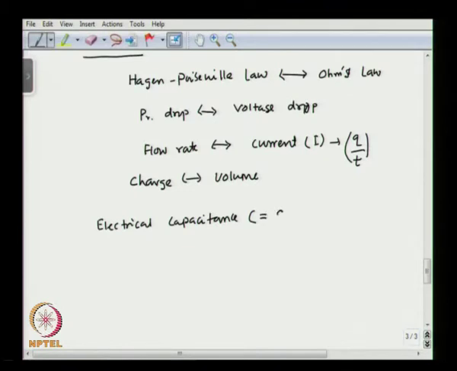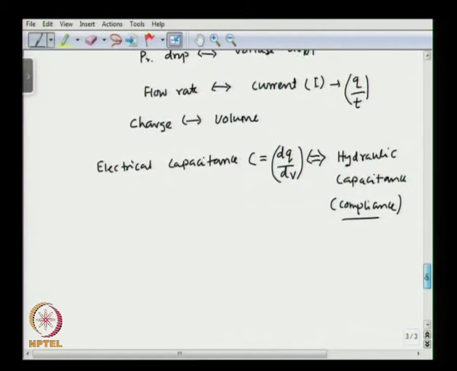So, the electrical capacitance C is dq over dV. Okay. So, elemental charge divided by the change in the voltage, which is equivalent to a term called hydraulic capacitance, or it is also known as compliance. Okay. So, compliance can be defined as, denoted by C hydraulic, is minus dV over dP.